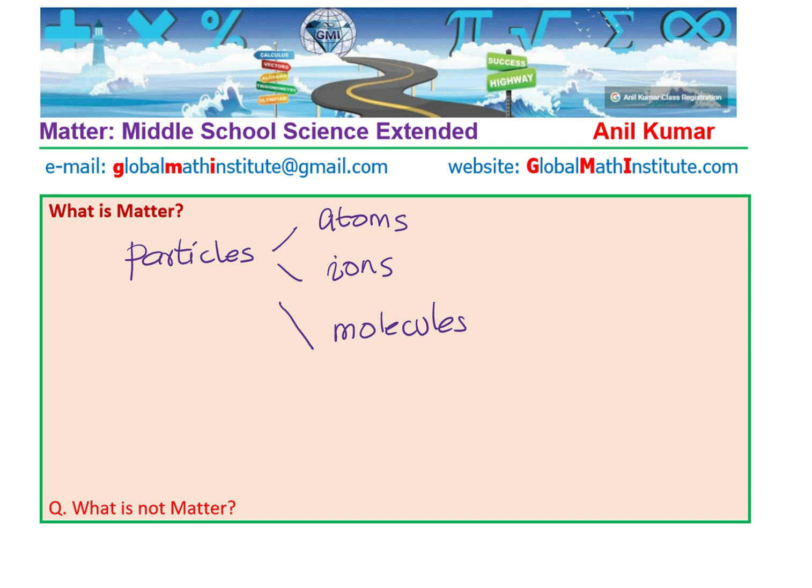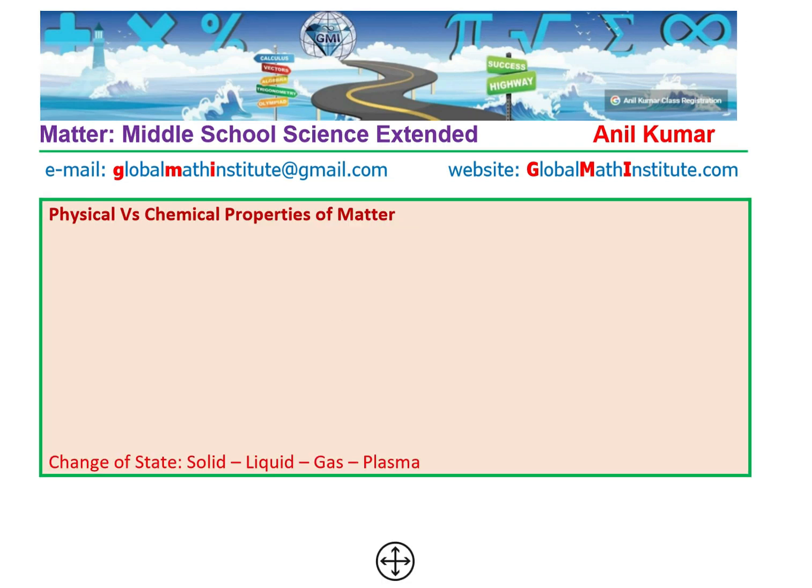Now, when we talk about matter, and we know these are particles bound together, we have also referred to the term physical and chemical property. Now, if you look into the matter oxygen, for example, it helps in burning.